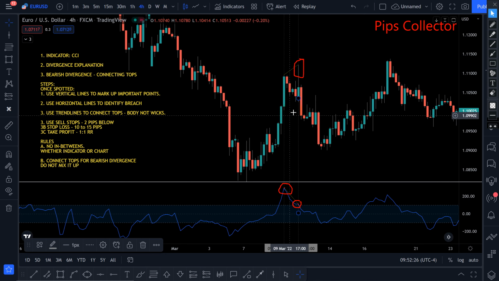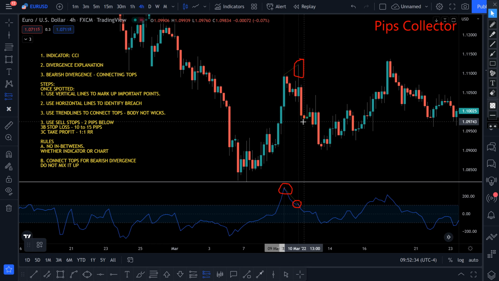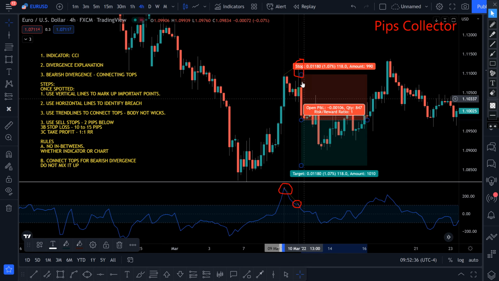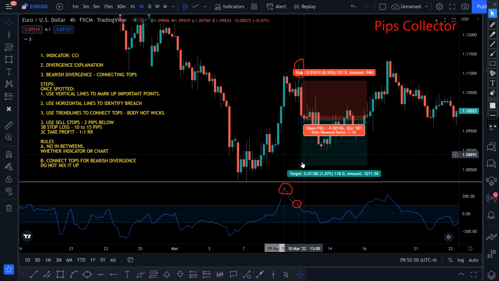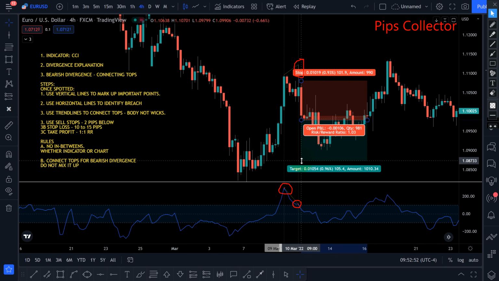Now, if you use this as your confirmation candle, so this will be your activation candle, meaning your sell stop will be 2 pips below this. Your stop loss will be this candle high plus 10 pips. 91 plus 10 is 101.3. Okay, 101. Check what will happen.